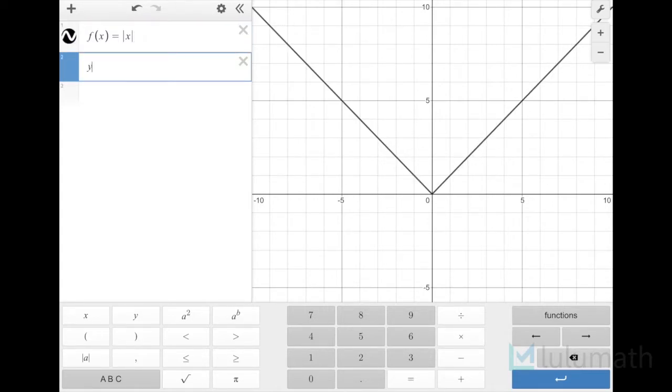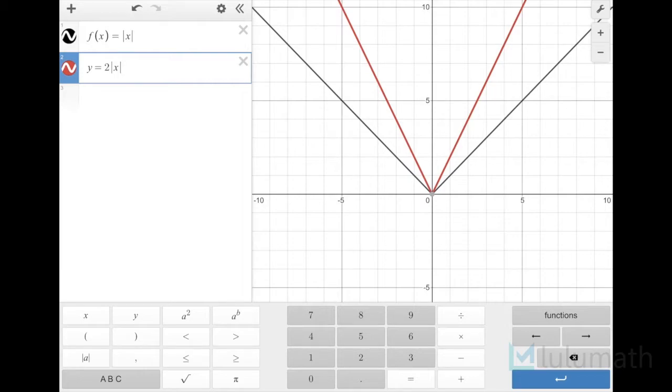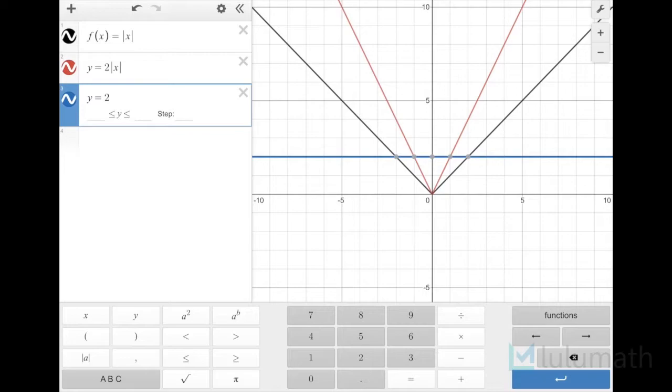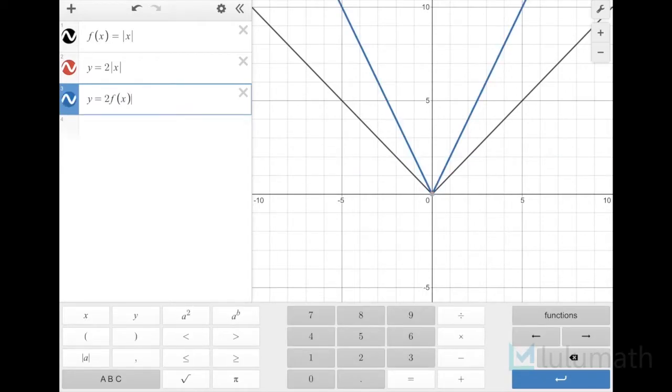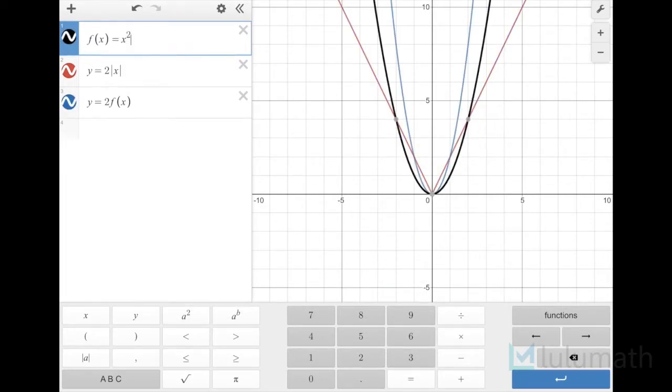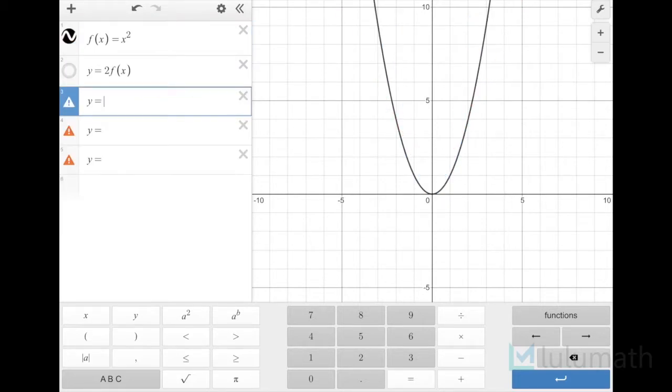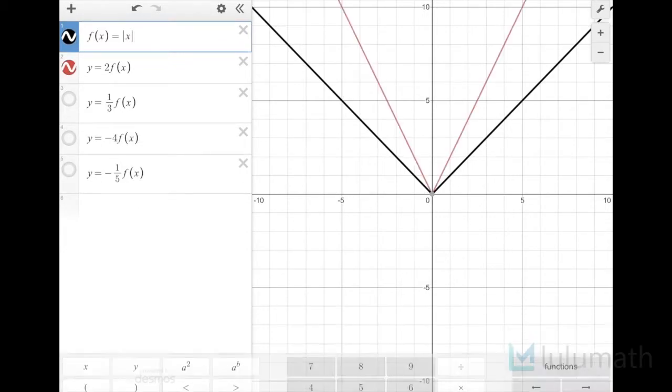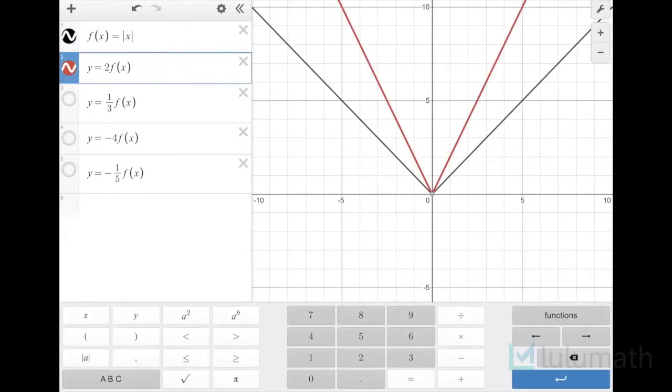And I could either type in y equals, for my first graph, 2 multiplied by the absolute value of x, or I could just type in y equals 2 times f of x. And I'm going to do y equals 2 times f of x because if I change my parent graph to like x squared, for example, my new graph will change with it. So I will type in the remaining equations using f of x. So I'm going to turn on my first graph, y equals 2 times f of x.